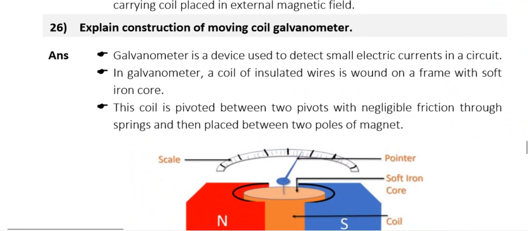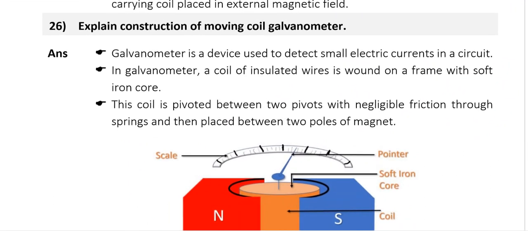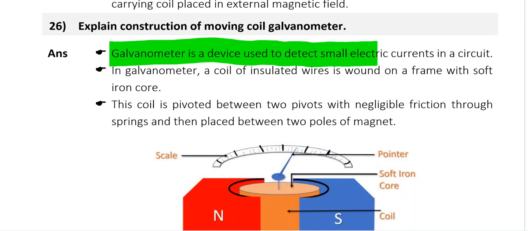Explain construction of moving coil galvanometer. So galvanometer is a device used to detect small electric currents in the circuit. Now in many books you will see that galvanometer is used to measure current. It can be used to measure current, but for that you will have to do one process of calibration. It's true that more the current, more the deflection.